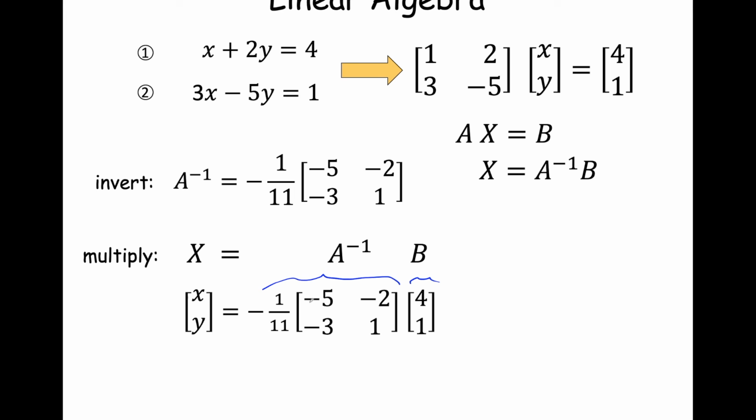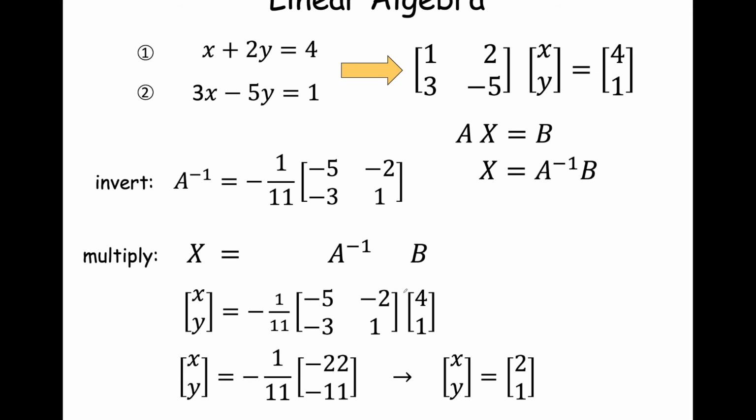So let's go ahead and do this operation. Again, we're going to multiply this new coefficient matrix for A inverse, row across the river, down the stream, and we get minus 1 upon 11 times this 2 by 1 vector, minus 22 and minus 11. When you do scalar multiplication by a matrix, you apply the scalar to each term in the matrix. That's the rules of linear algebra when you multiply by a scalar.